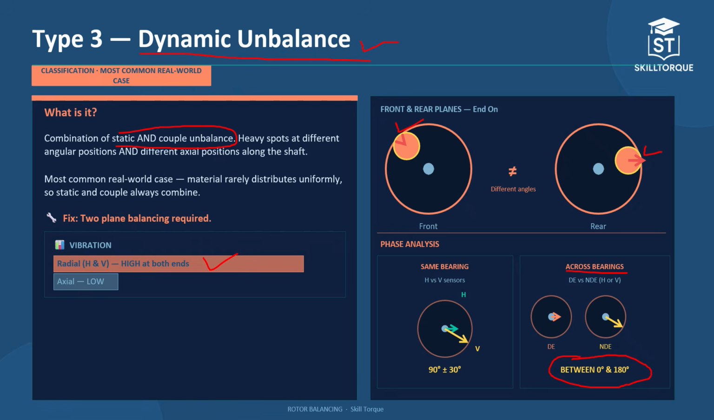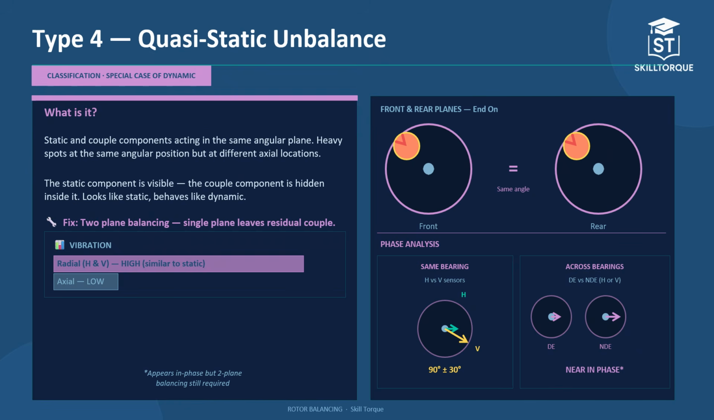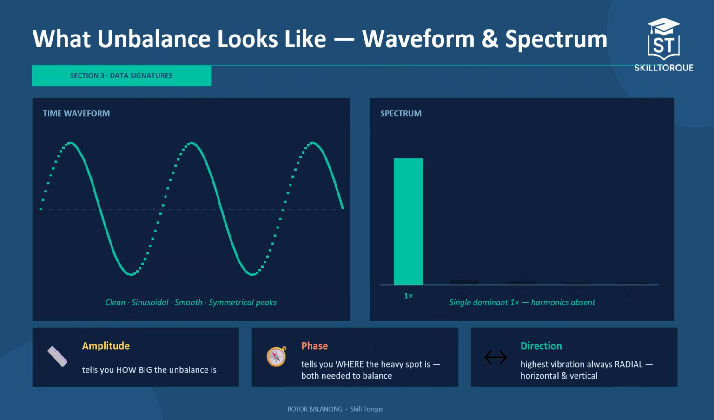Okay, the fourth one we will not discuss here, but it's also a kind of unbalance known as quasi-static unbalance. It's a special case of dynamic unbalance, where the static and couple components happen in the same plane. We'll not discuss this here because it's not that important. So now we'll discuss exactly how this unbalance looks in the data.